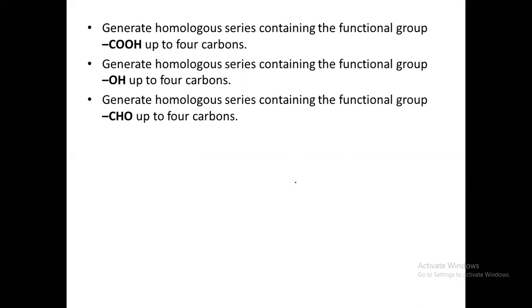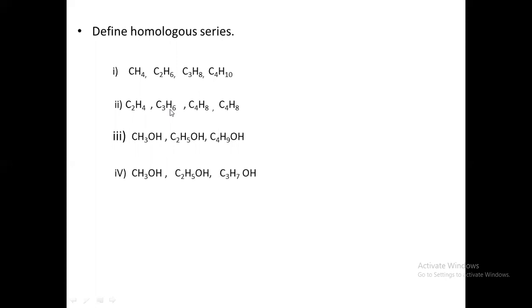Then you may be asked to generate a homologous series with a particular functional group. Write the first four members of a homologous series with the OH functional group, or CHO functional group. All these questions are possible. So we'll discuss one by one.